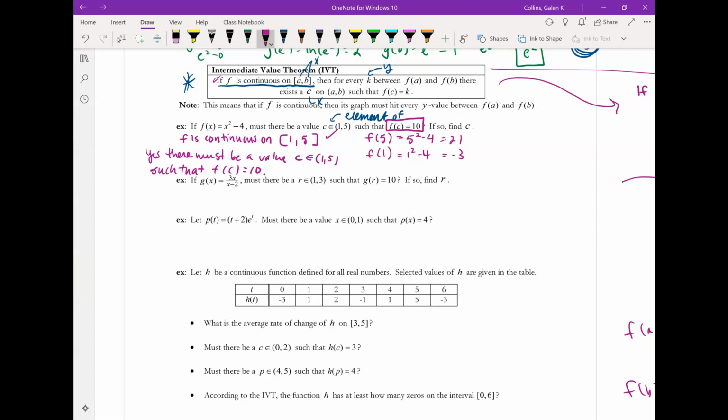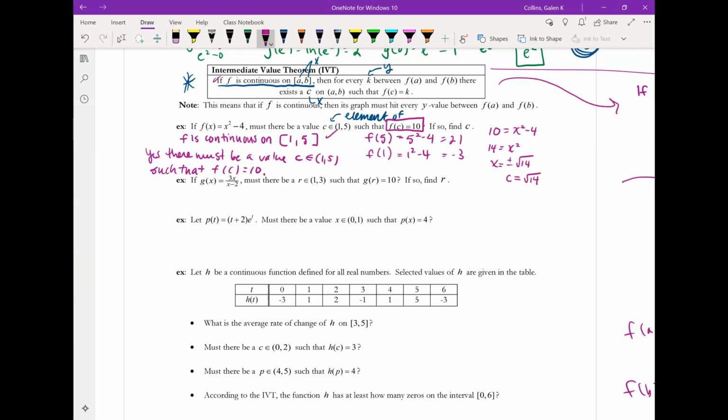And then lastly, we're asked to find c. Well, if f of c is 10, I could set 10 equal to x squared minus 4. And I could then add 4 over. So I could solve this for x. So if I add 4 to the other side, I get 14 equals x squared. And then when I take that square root, I get the positive and negative square root of 14. But only one of those numbers is on the interval from 1 to 5. So c would have to equal the positive square root of 14.